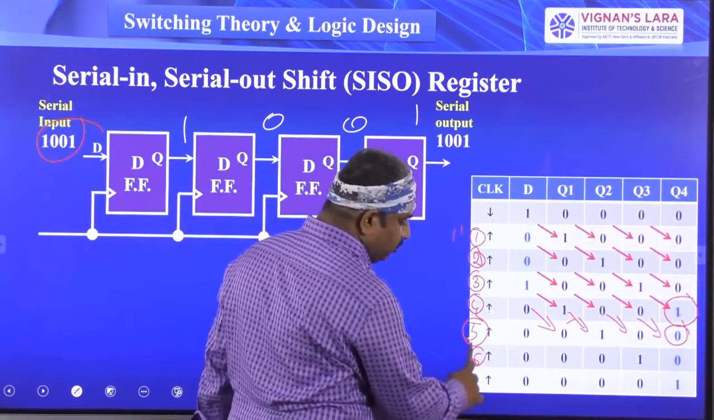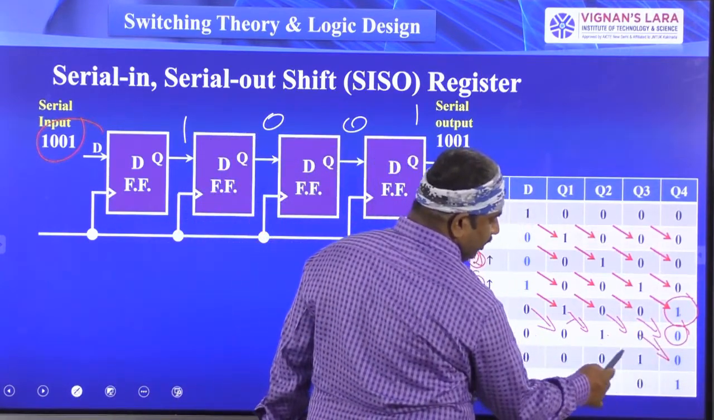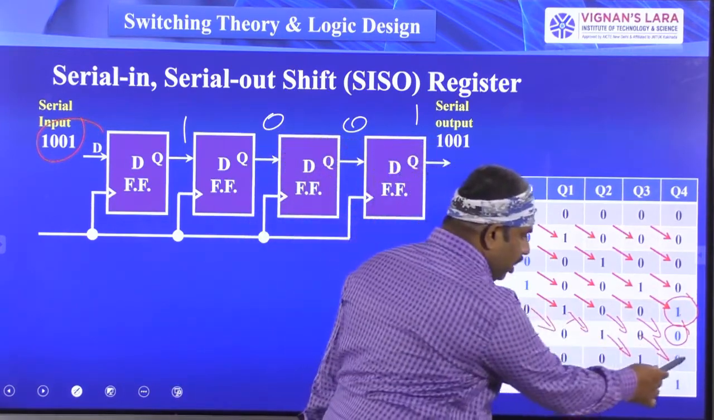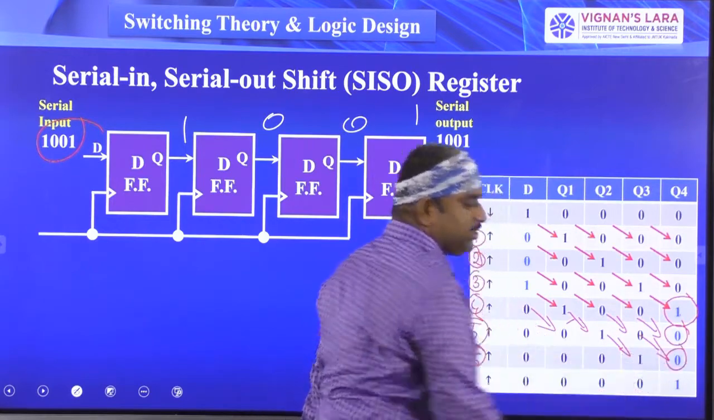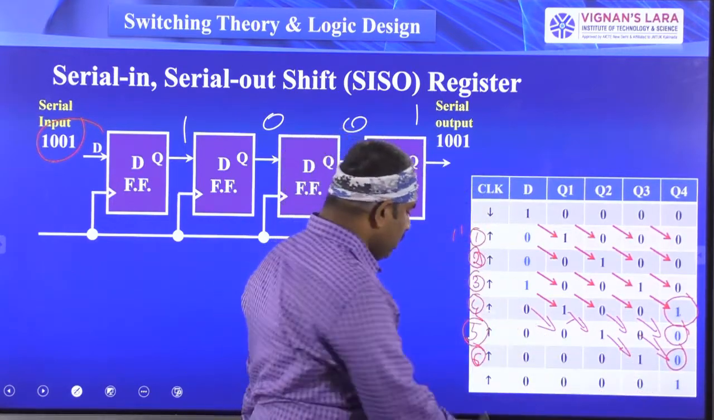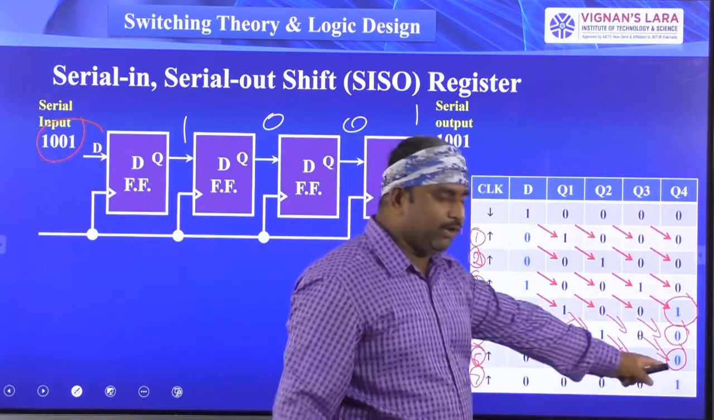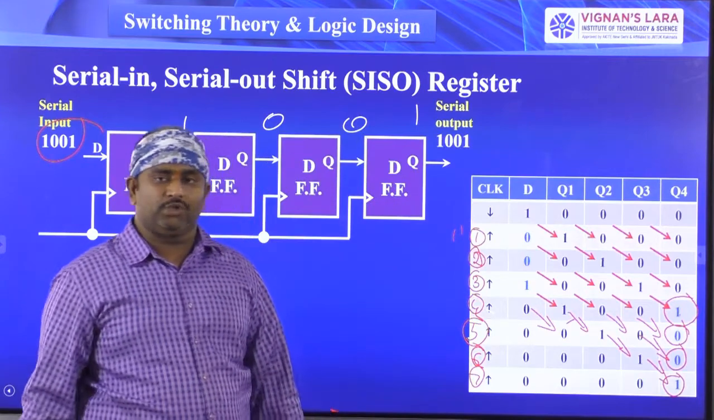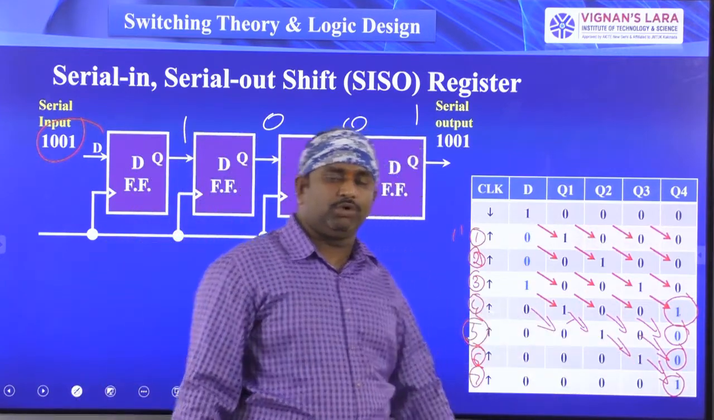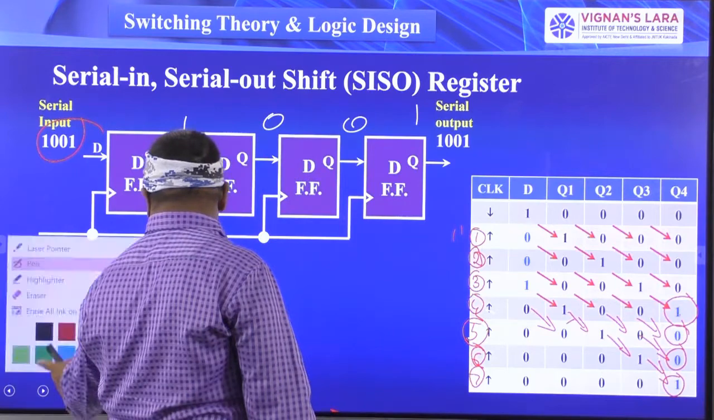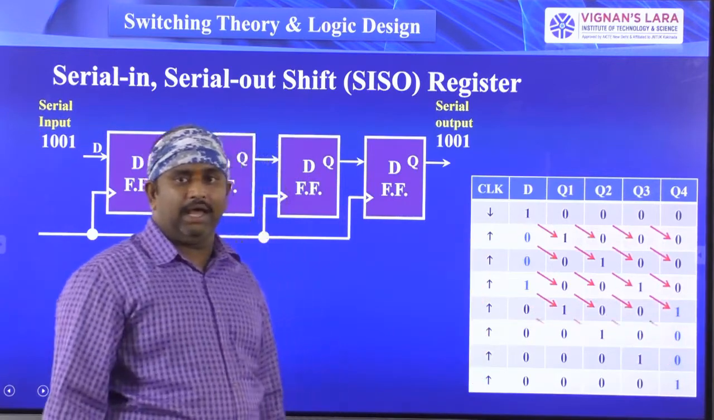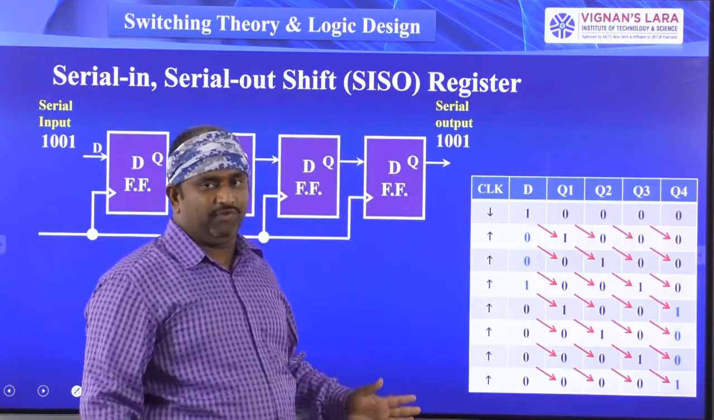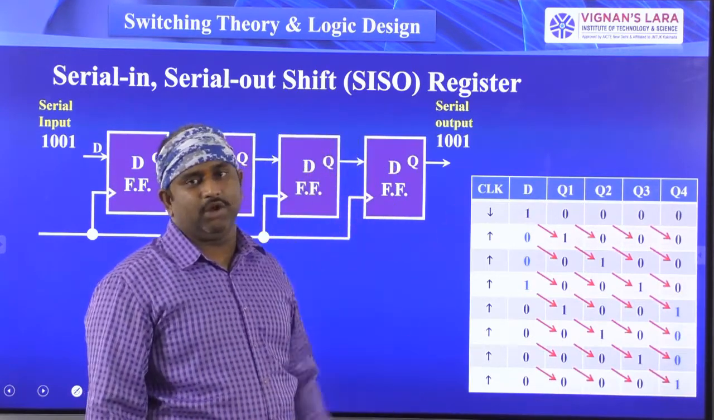And at the time of the sixth clock pulse, the previous 0 is shifted here, the 1 is shifted here. That is, at the sixth clock pulse, the output of Q4 is equal to 0. At the seventh clock pulse, the Q4 output is equal to 1. Why? Because the Q3 output is connected to the D4 input, so the D4 output is equal to 1. In this way, we are shifting the data from one flip-flop to another flip-flop. So this is called the serial in, serial out configuration.